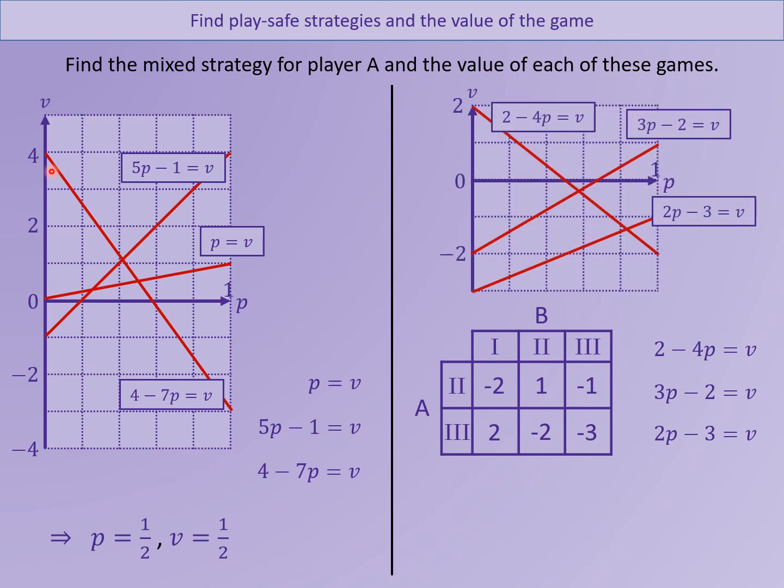Plotting these, you will see that the highest point underneath all three lines will be at 2P minus 3 equals V, intersecting with 2 minus 4P equals V, so it's here. So to intersect those 2 lines, A will play strategy 2 with probability 5/6, strategy 3 with probability 1/6. They will never play strategy 1, and they can expect to lose approximately 4/3 every time.